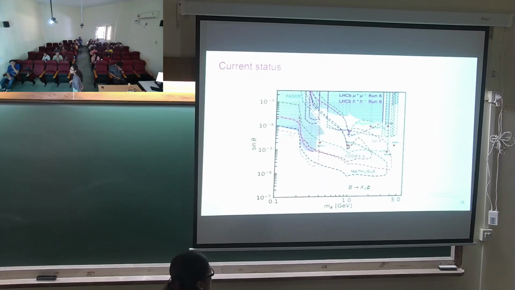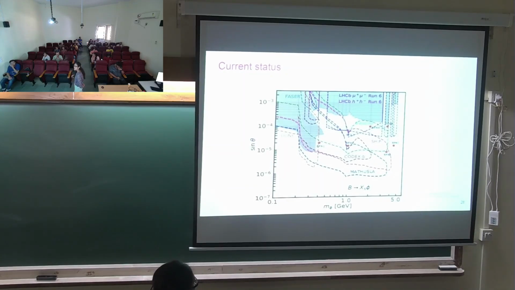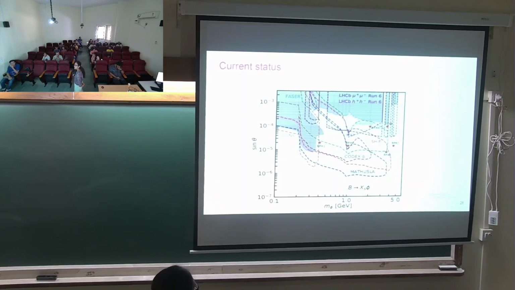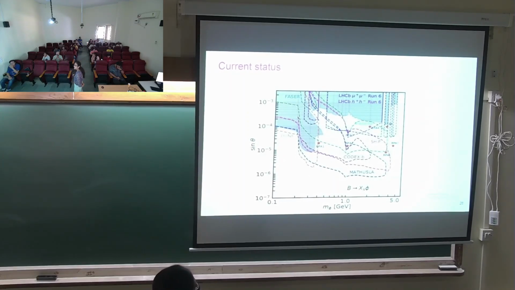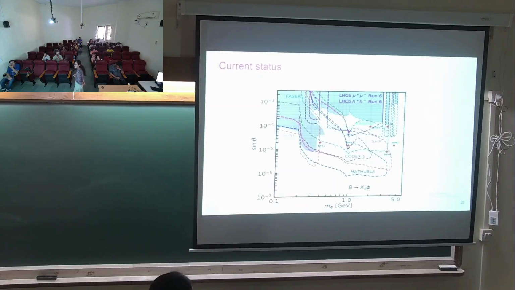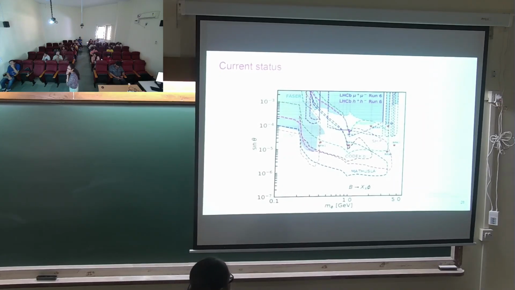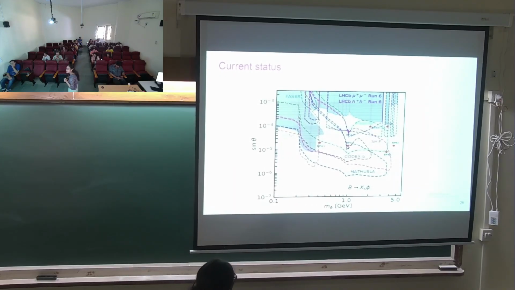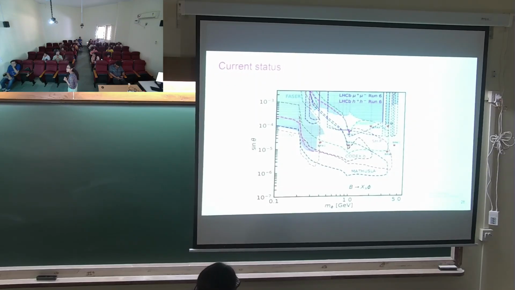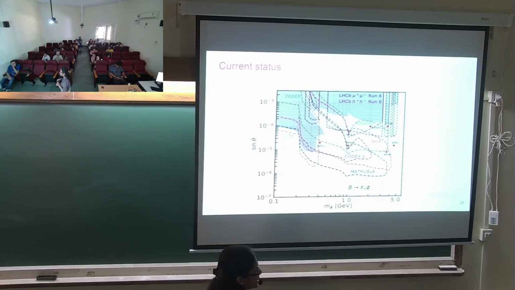For example, if SHiP is approved, BP1, BP2 and BP5 can be probed at SHiP. Similarly, BP4 and BP6 will be covered by the projected HL-LHCb analysis. Similarly, if FASER 2 is approved, this green line, BP2 and BP4 can be probed.